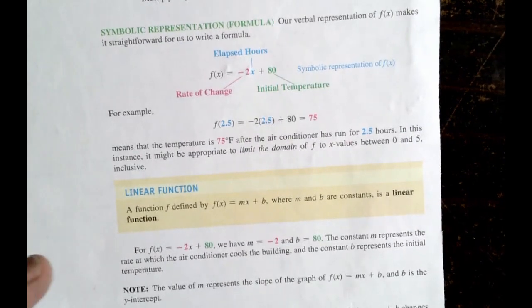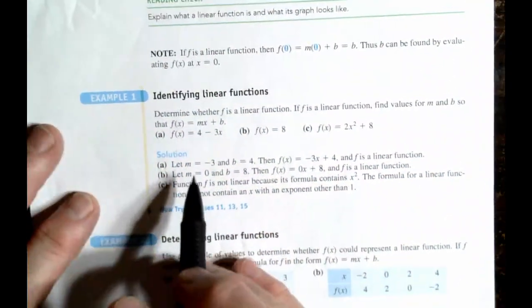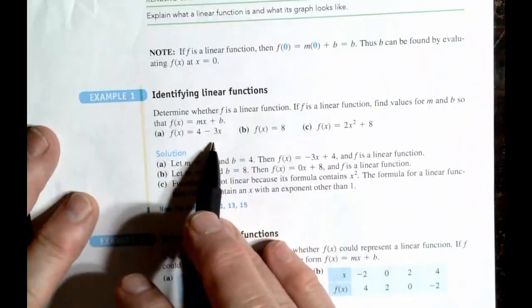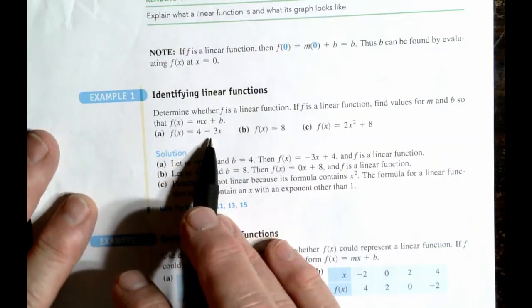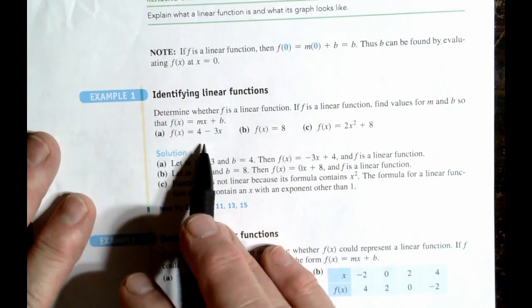So a line has the same rate of change every time. As you keep adding or subtracting from the x, you get a similar change every single time. So now this one says identify linear functions. Well, the linear function is something x plus or minus another number. So it's negative 3x and you're adding 4. That's a function. That's linear.